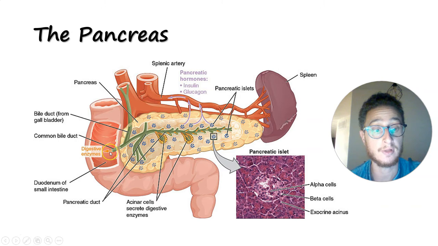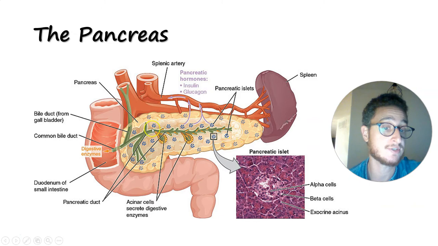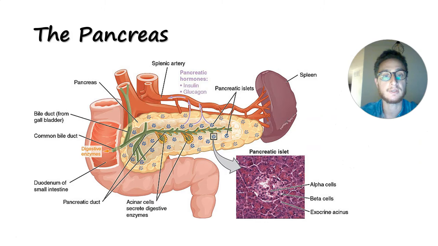What's cool about the pancreas is that in other regions of the same organ, it has endocrine glands as well. And those are called the islets of Langerhans. And so here you can see a little micrograph image of it. And the islets of Langerhans consist of alpha and beta cells, which work together to maintain your blood sugar levels. We'll return to that a little bit later in the lesson.